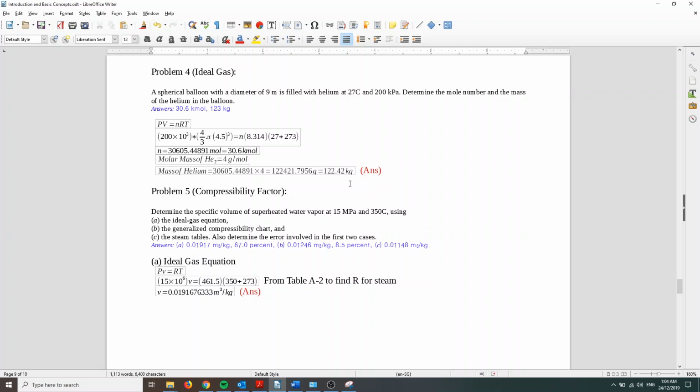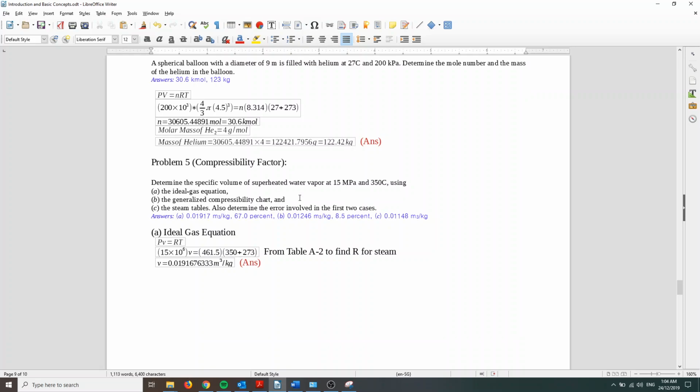Next, for problem 5, this is the most interesting problem as we take note of the compressibility factor. This question is to determine the specific volume of superheated vapor at 15 megapascal and 350 degrees Celsius using the ideal gas equation. Very simple, just use Pv equals RT, where v is specific volume. You can very simply find the specific volume as 0.019167633, very easily using one equation.